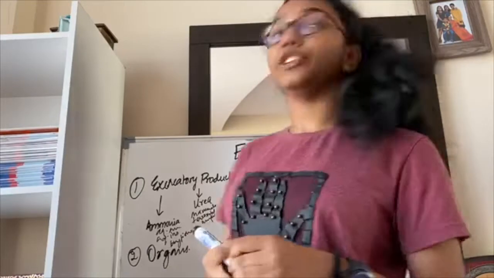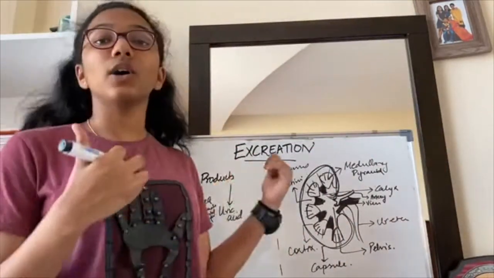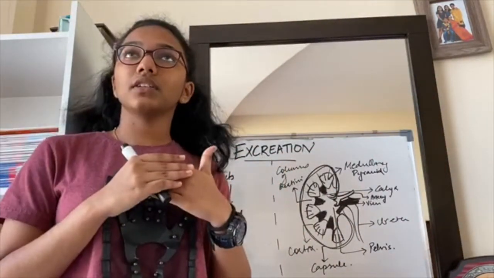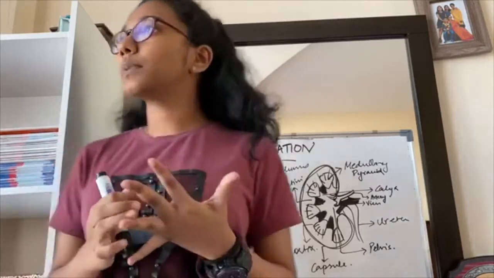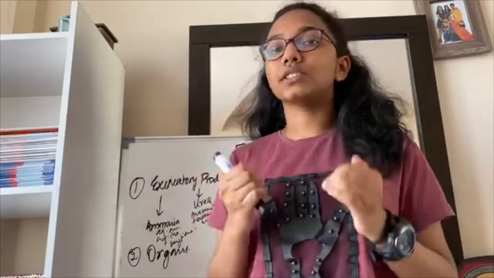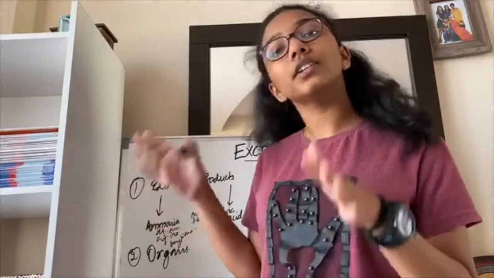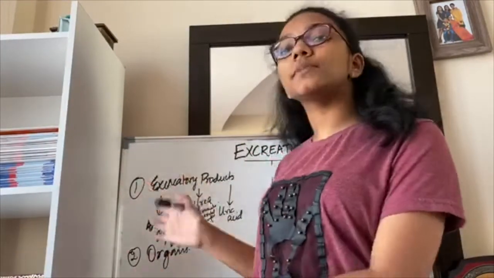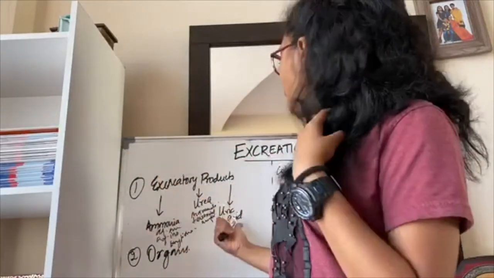okay, and uric acid. Also urea requires a lesser amount of water to be released because we're conserving water here. We don't have enough water, so we'll try to conserve water, but ammonia requires a lot of water, so it's excreted by organisms which have water around them. Okay, now let's come to uric acid.